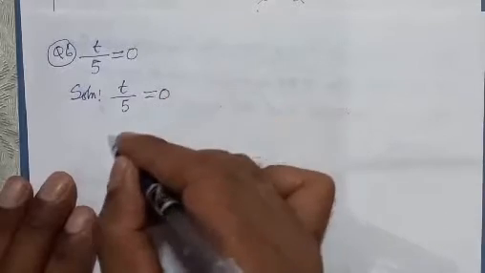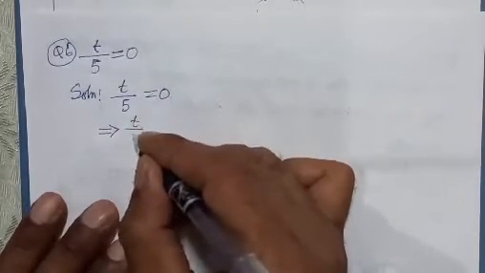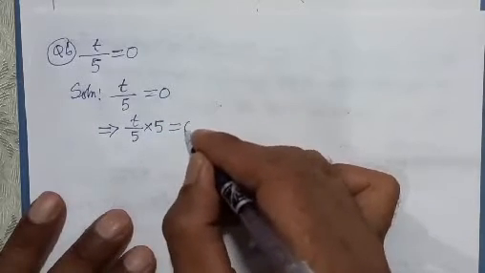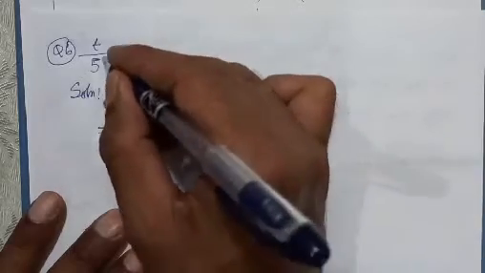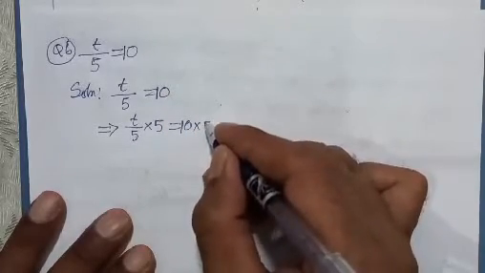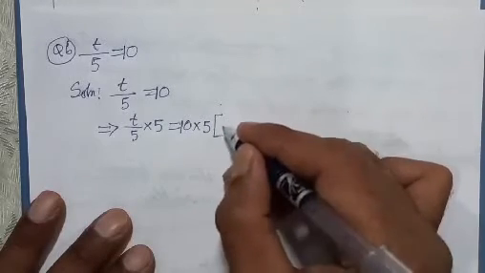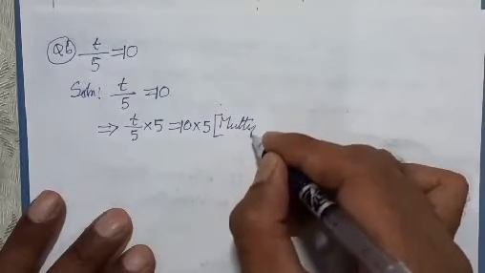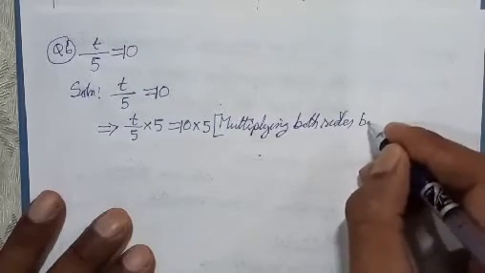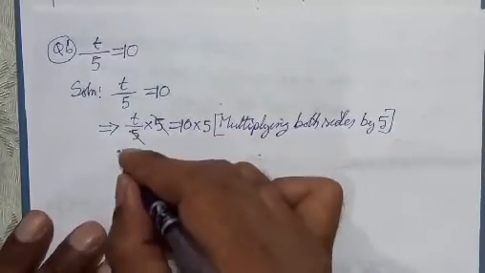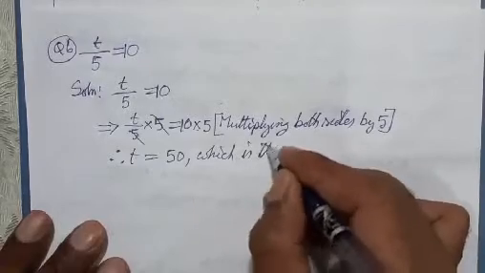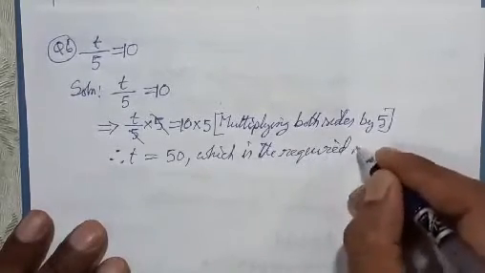t divided by 5 is equal to, this must be 10. This is my mistake, so sorry. 10. Next steps: to cancel the denominator 5, let us multiply both sides by 5. Multiplying both sides by 5, the 5s are canceled. Therefore t is equal to 10 into 5, which is 50, which is the required solution.